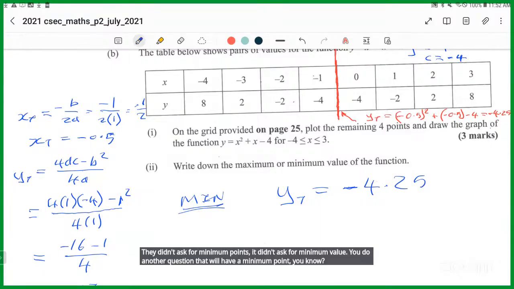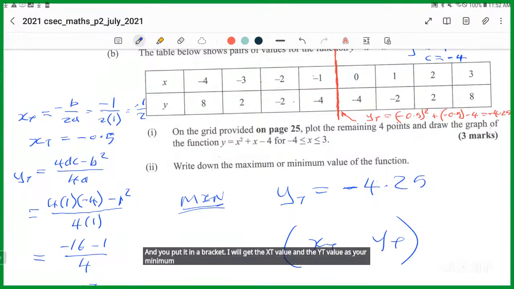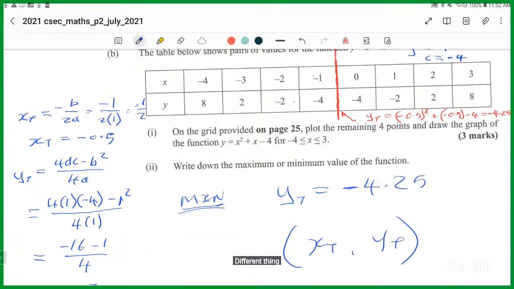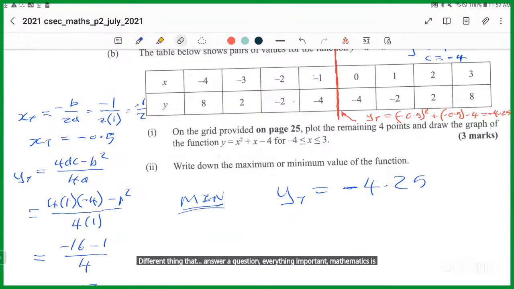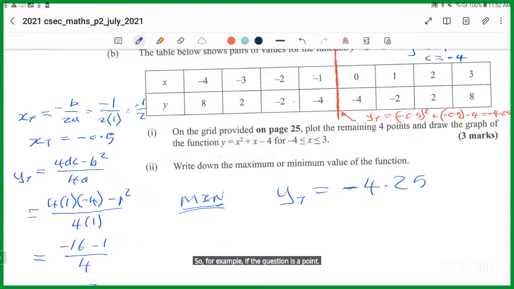There's another question that will ask for the minimum point, and you put it in a bracket, and you will give the x value and the y value as your minimum point. Different thing. Answer the question. Everything is important. Mathematics is the most exact science. So if the question says point, you give them point. If they say minimum value, you give them value.